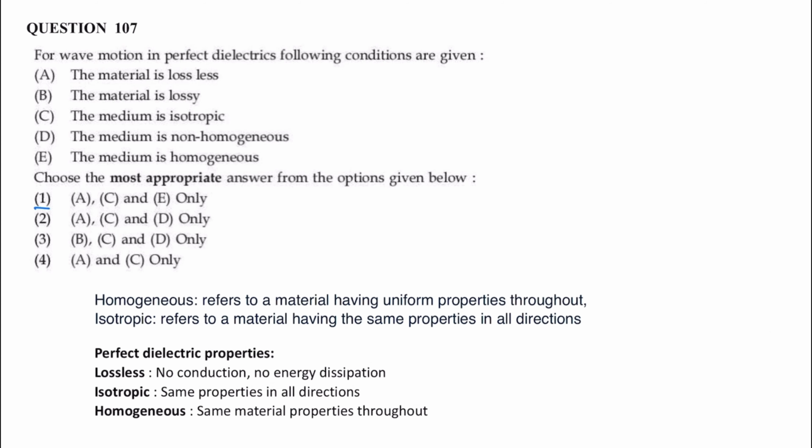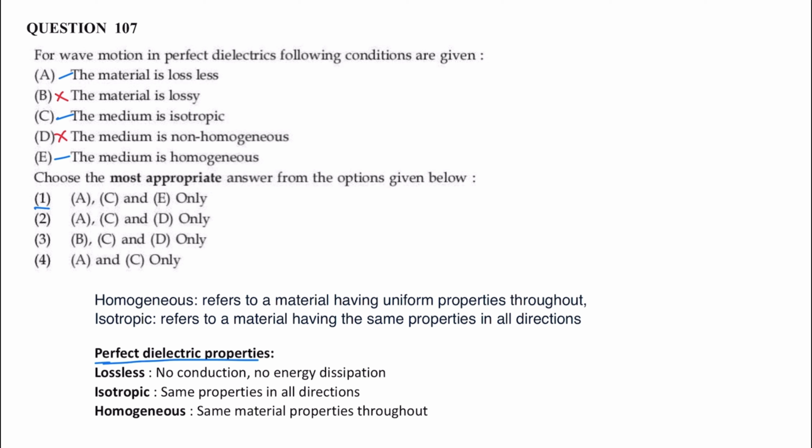Next question. For a wave motion in perfect dielectrics, the following condition is given. A material is lossless. Statement A. Material is lossless. Perfect dielectric properties are lossless, isotropic, homogeneous. Statement A is correct. The material is lossy. Statement B is incorrect. The medium is isotropic. Statement C is correct. The medium is non-homogeneous. Statement D incorrect. Statement E is correct. Therefore, correct answer is A, C, E, option 1.